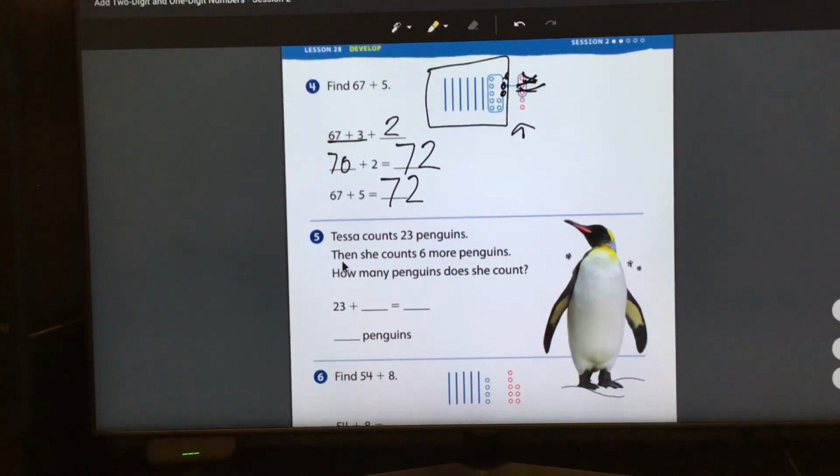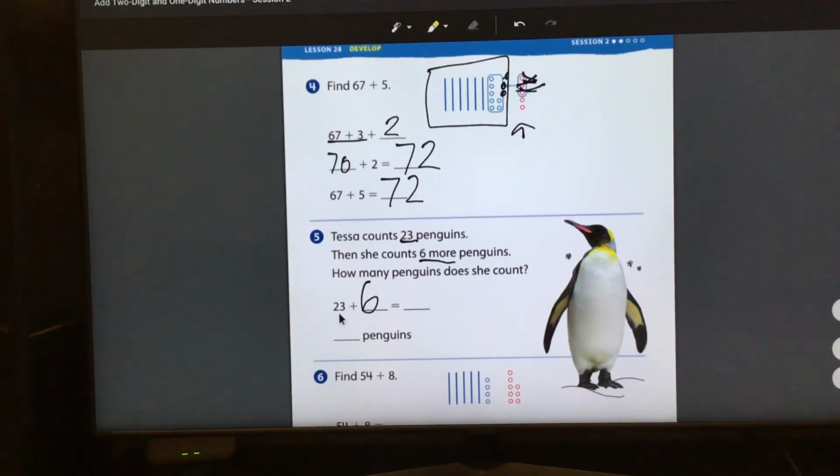Okay, let's read that again. Tessa counts 23 penguins. Then she counts 6 more penguins. How many penguins does she count? Okay, so we have 23 penguins, 6 more, so you know you're going to be adding 6 more. 23 plus 6.